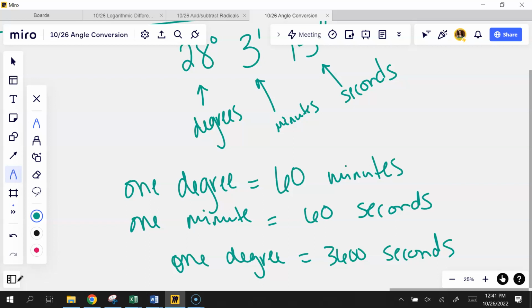So how do we convert? We're going to go from degree to DMS and then from DMS to degree, and that'll be it.